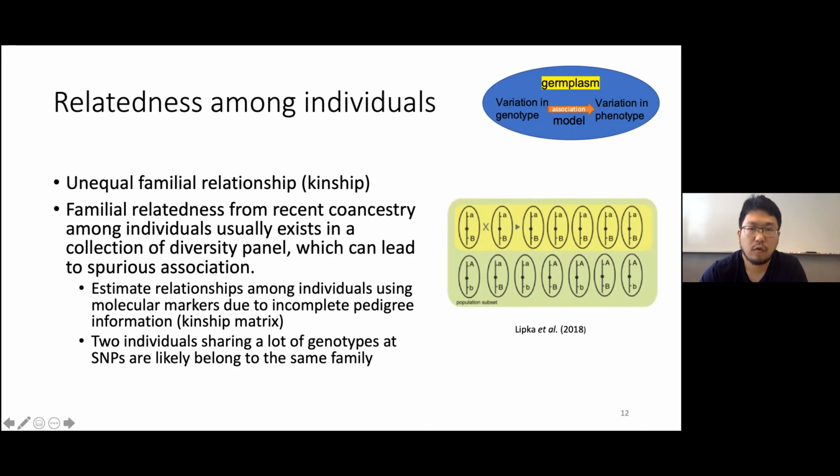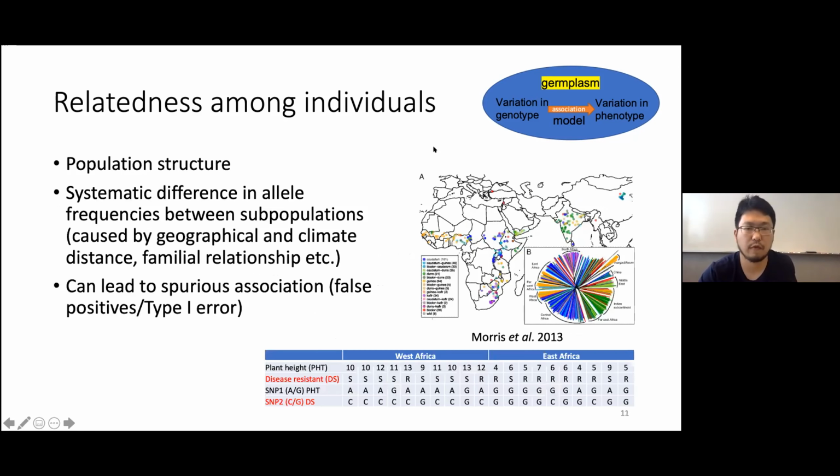Do you have any questions so far, or comments about kinship versus the population structure? Because these two are really important for genome-wide association study. And the control for these two factors was a major advance in the model in genome-wide association study. And we will go through how to control these two types of relatedness in the later sections.